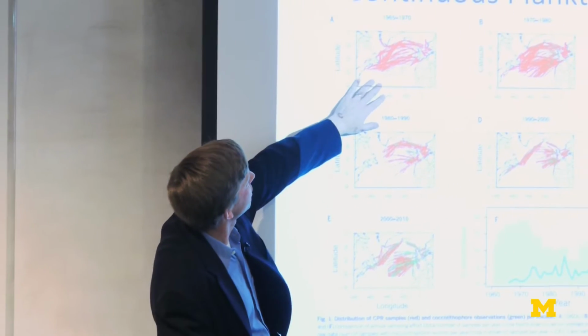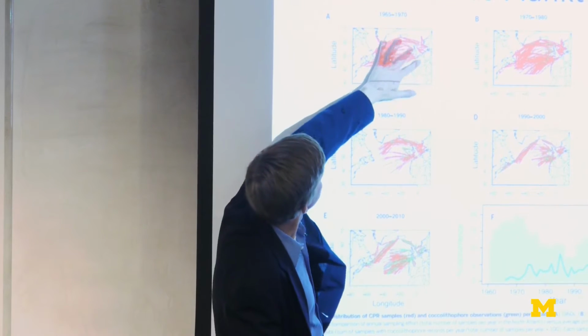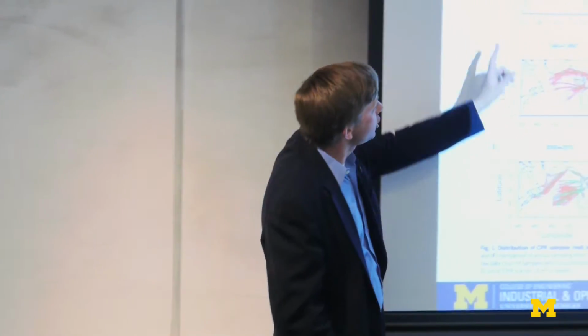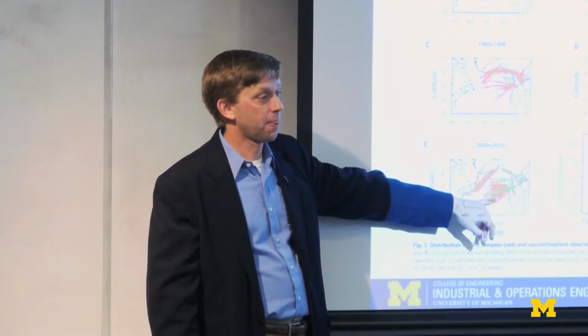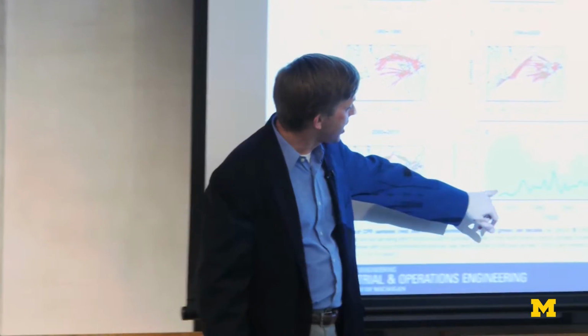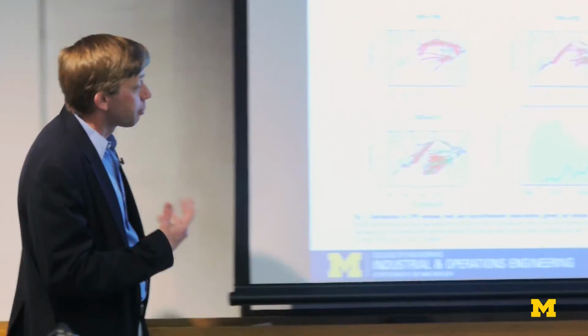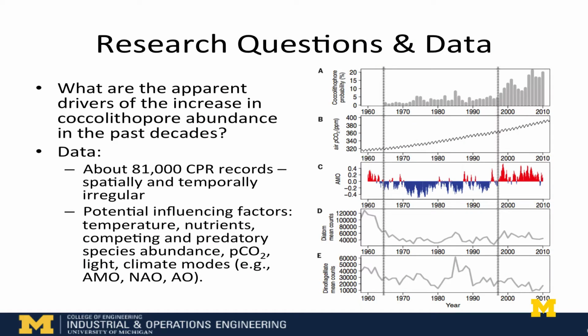So if you look at 1965 to 1970, it's almost all red. You get a little bit of coccolithophores in here. The green is a track where you had coccolithophores present. And as you march through the decades and get out to 2000 to 2010, you see a big increase. You kind of bump along, you get some spikes, but in the last decade or so, you get a pretty substantial increase in coccolithophore presence. So then the question is why? What's driving this? That's the basic question that we set out looking at.